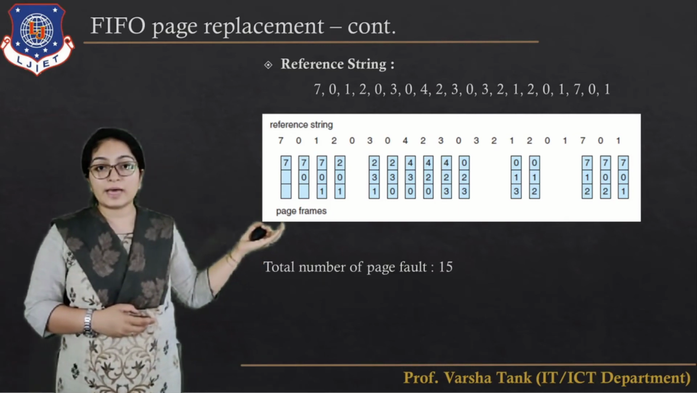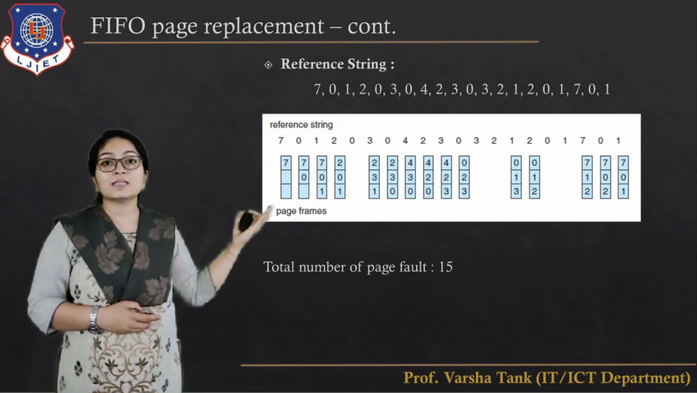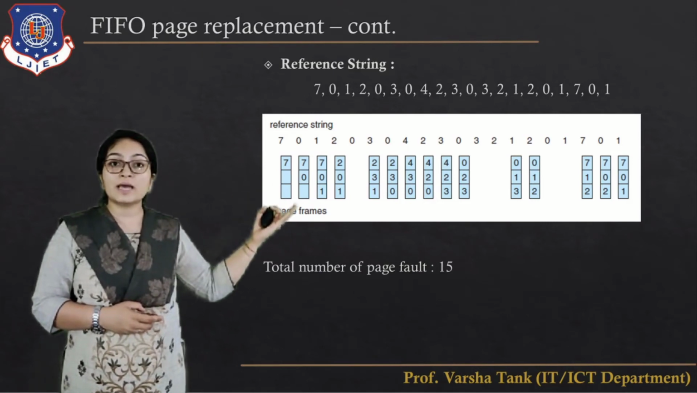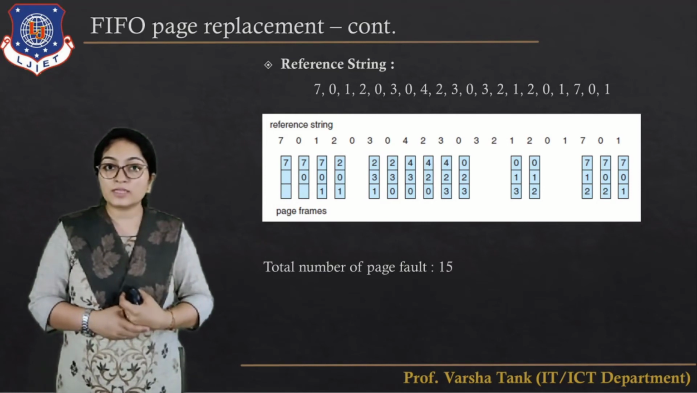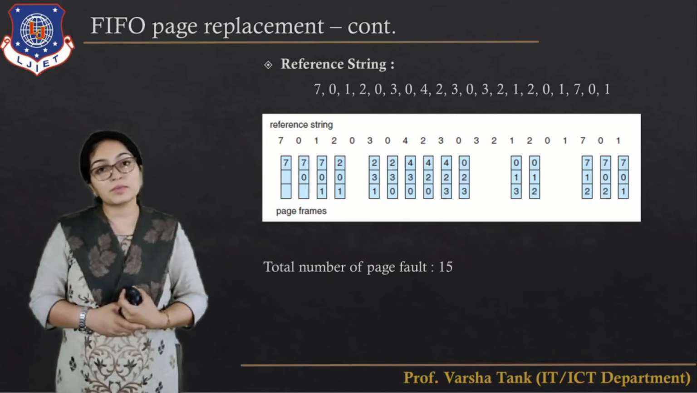After that again 2 is there. So you have to select the oldest one, that is 3. Okay, so again there is a page fault. And after that 0 is there. So again you have to select the oldest one. Okay, so the oldest one is the 4, so that will be replaced by the 0.